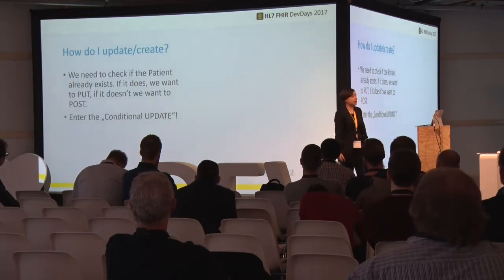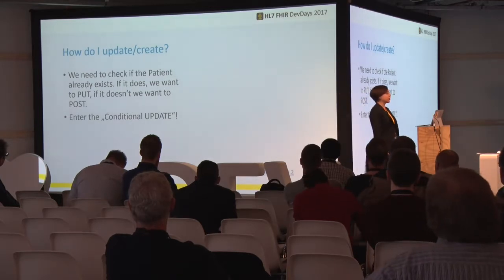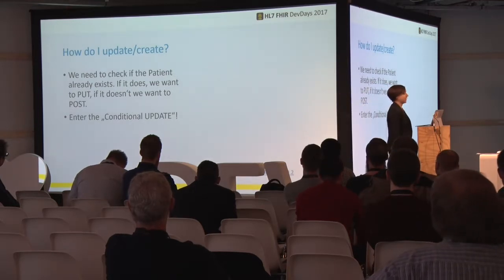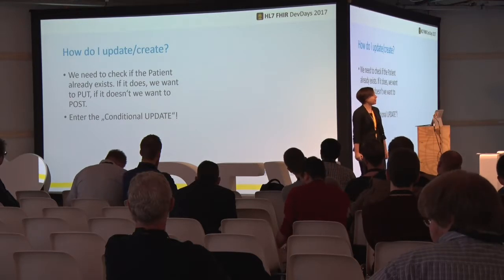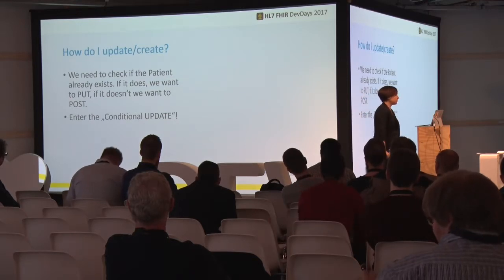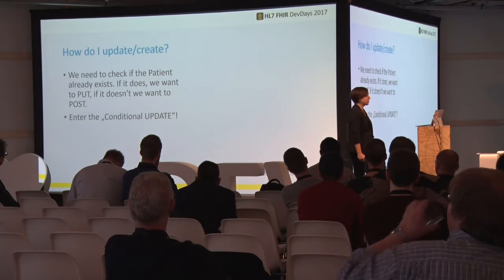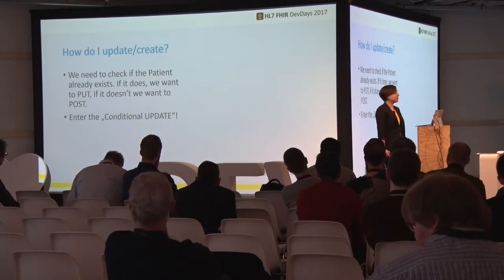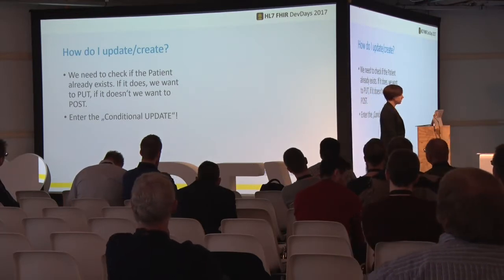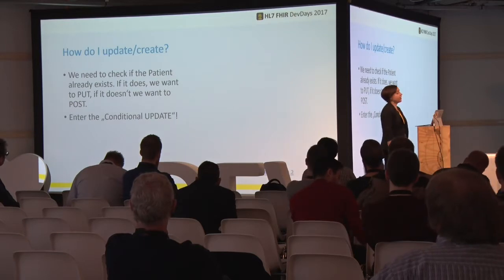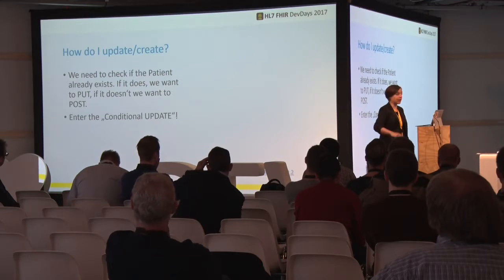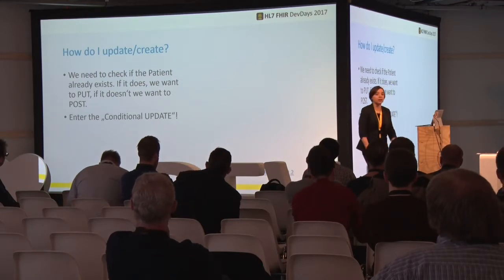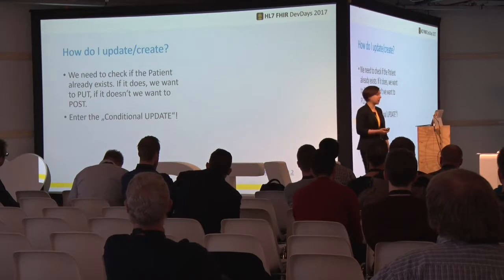First question is, how do we do that update/create? We don't know which one, so we need to check whether the patient already exists on the server, and if it does, we will want to do a put, so an update on that particular patient. If it doesn't exist, we want to do a post. So in plain REST, this would be multiple interactions between client and server, but we want to do everything in just one transaction bundle because we are lazy.